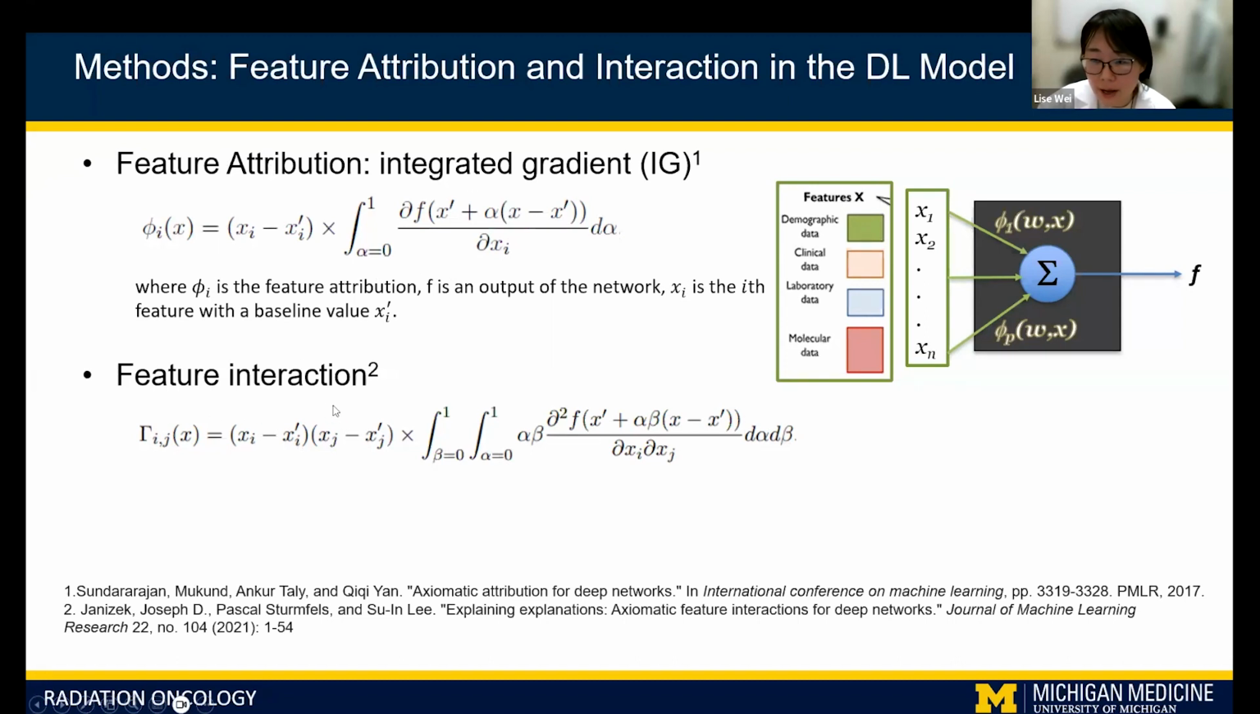And feature interaction means how two features are correlated or interact to give a certain result. Mathematically, it is simply taking another derivative of this integrated gradient and doing the integral. So it will show, if one feature changes, how the importance of the other feature will change.